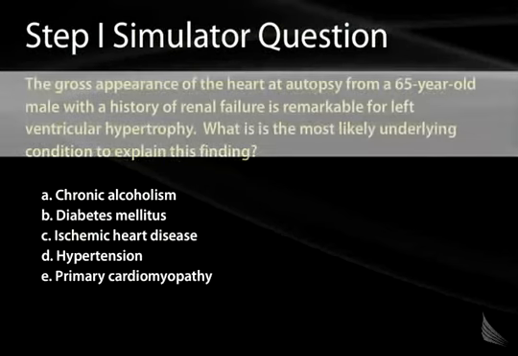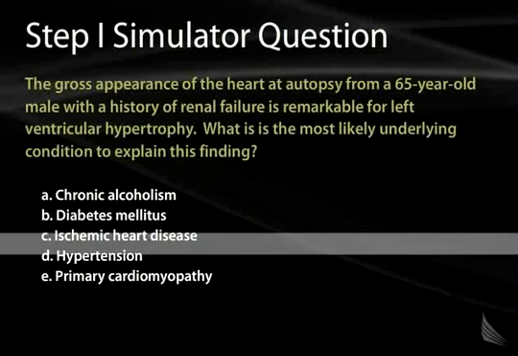So here's a simulated question. The gross appearance of the heart at autopsy from a 65-year-old man with a history of renal failure is remarkable for LVH. What is the most likely underlying condition to explain this finding? Likely this is going to be a concentric or pressure-induced LVH, which most commonly is caused by D, hypertension.